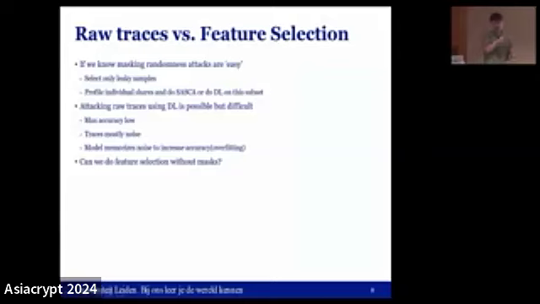Furthermore, the traces are mostly noise. So we have a whole bunch of points that are only noise and not relevant to our task at all. So the models tend to want to maximize their accuracy, and they can memorize all of the rest of the points to increase their accuracy, and this makes optimization very, very difficult. Furthermore, if we don't have the masks, we can't do feature selection, so we have to deal with this problem somehow. So the key question for this project was, can we do this feature selection without masks?